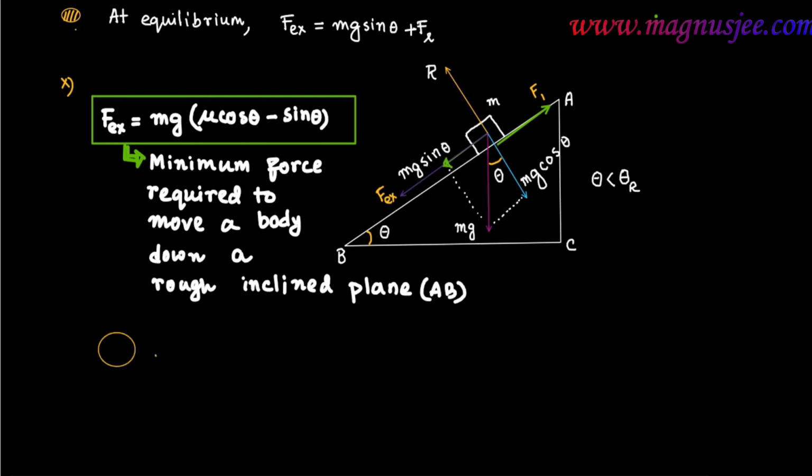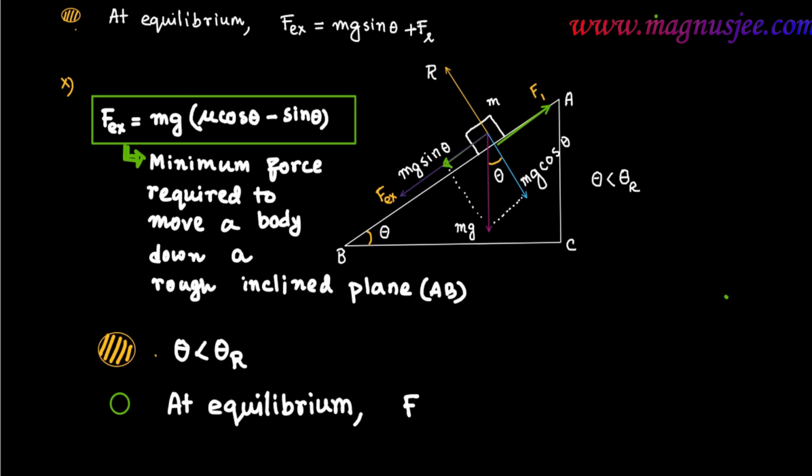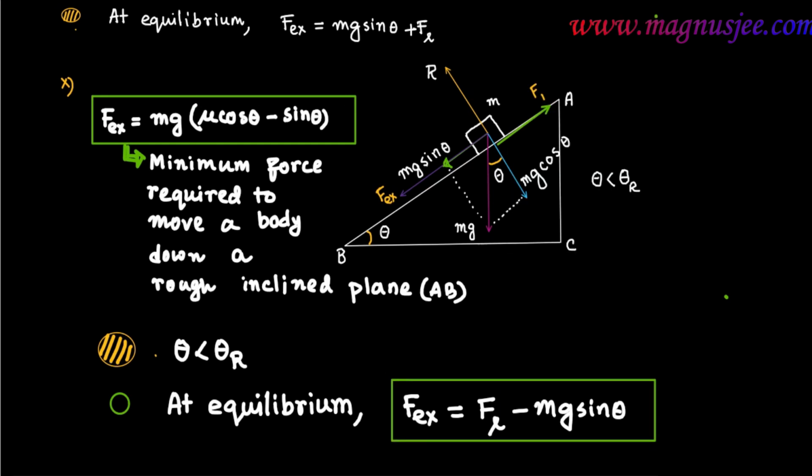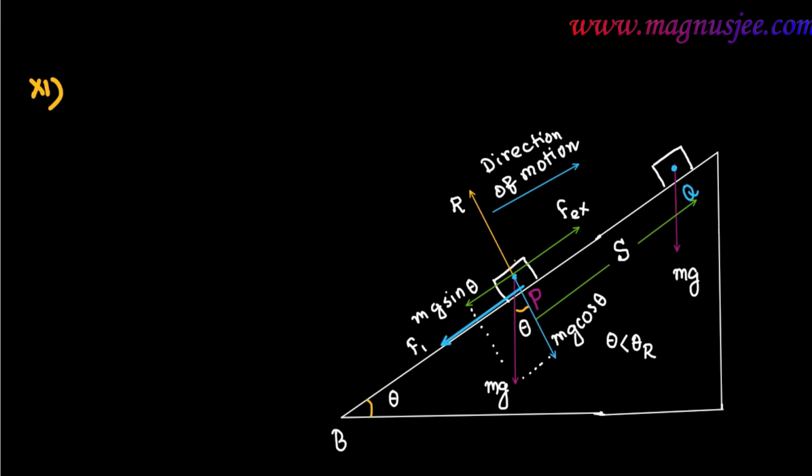In this case, theta less than theta R means the angle of inclination ABC is less than the angle of repose. That's why the body will be at rest, and we have to apply a force Fex down the inclined plane. At equilibrium, external force Fex will be equal to the net force acting in the opposite direction. Fex is equal to limiting friction Fl minus mg sin theta. And that's why we get Fex as equal to mg (mu cos theta minus sin theta). In the diagram, Fex is the external force acting down the inclined plane, and limiting friction Fl acts up the inclined plane, and Fex will be equal to Fl minus mg sin theta.